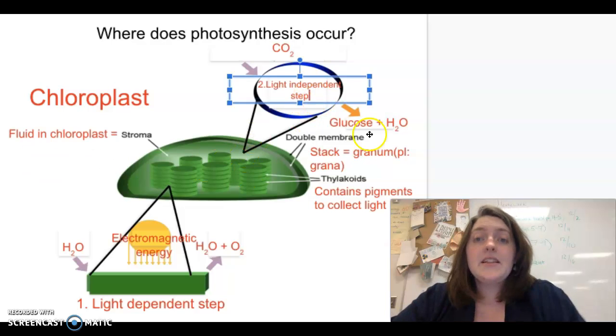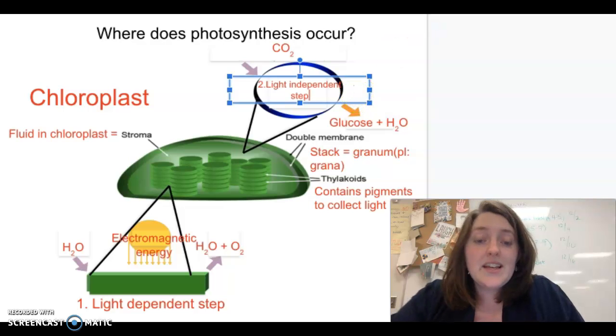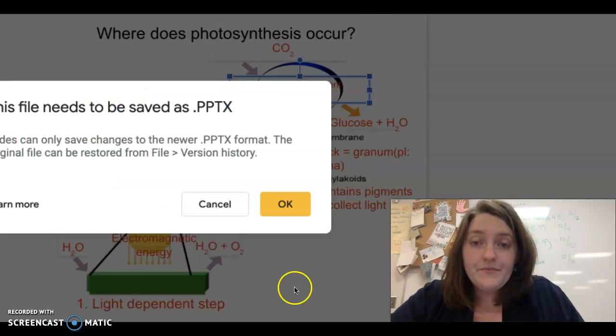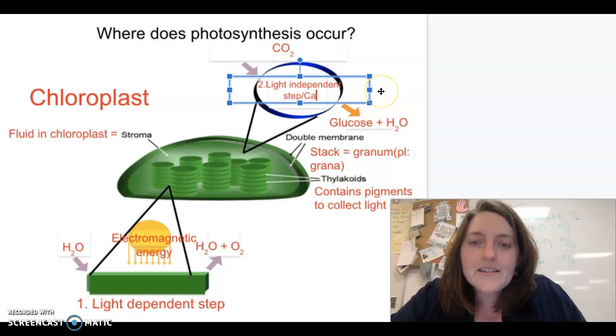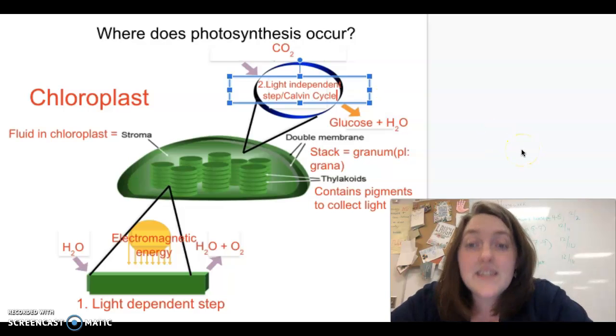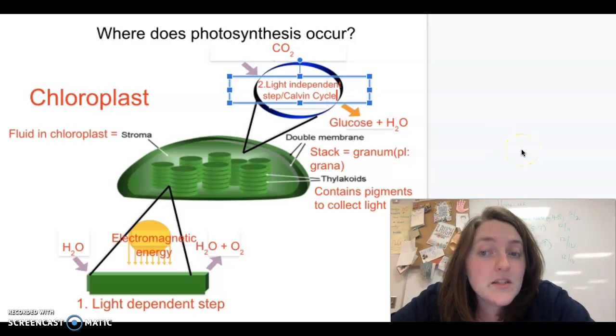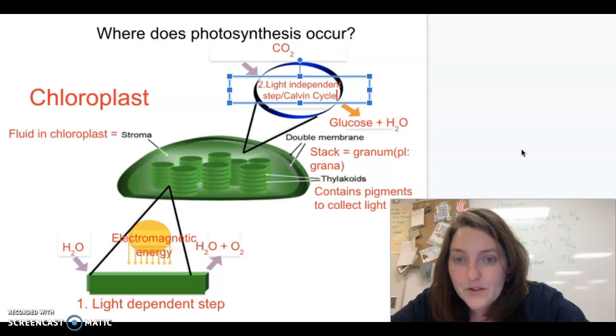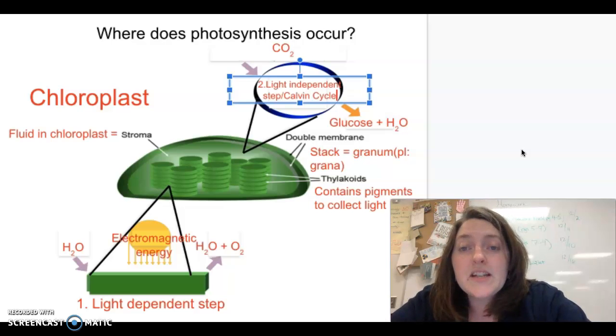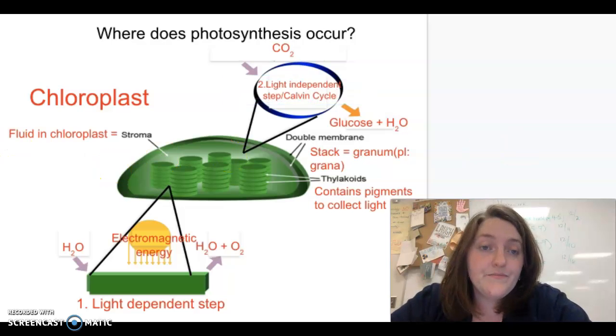I will say the light independent step also has a second name, and that is the Calvin cycle, or the C cycle, because carbon goes in, carbon comes out. So I would also put down that that is also known as the Calvin cycle.